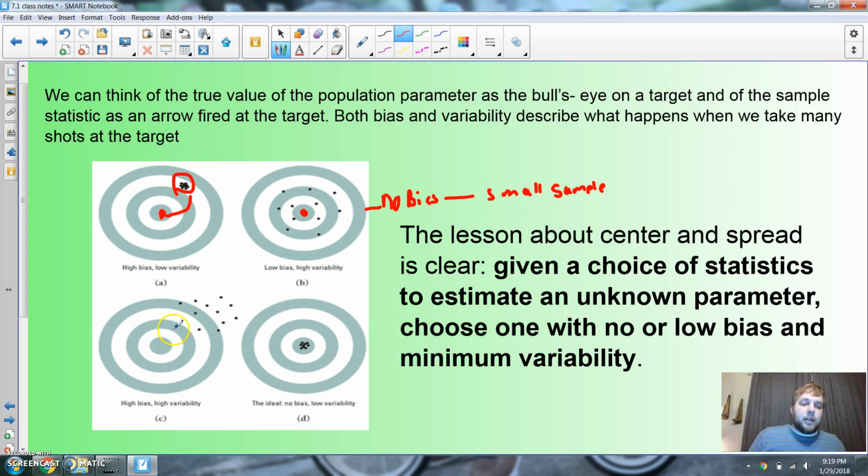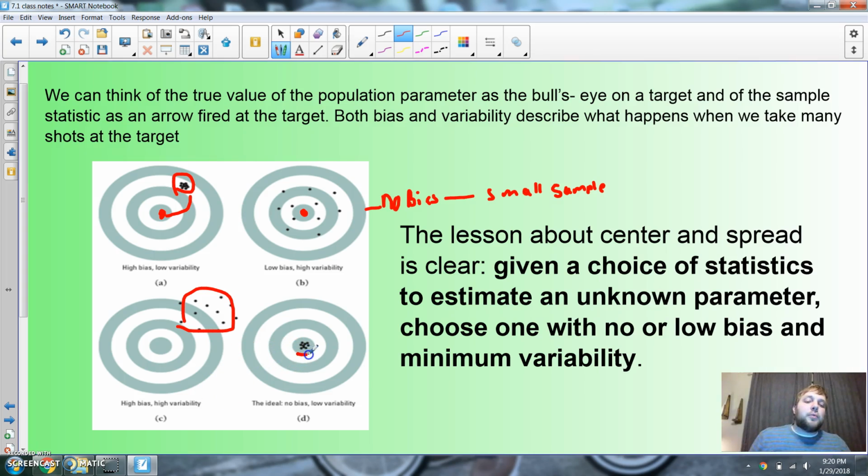This one, notice, is going to be a small sample because it's so scattered. You notice how scattered it is? So small sample, and it's biased, because it's not even near the center. So it's off, and it's large.